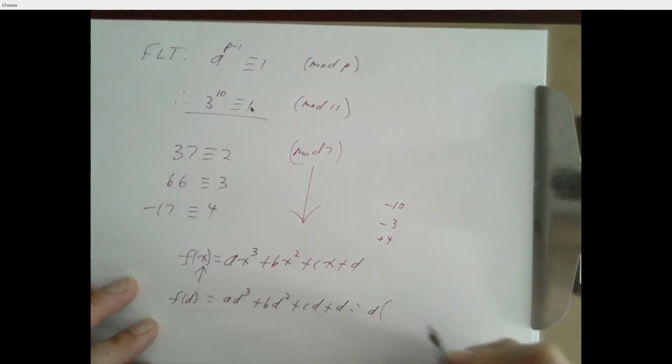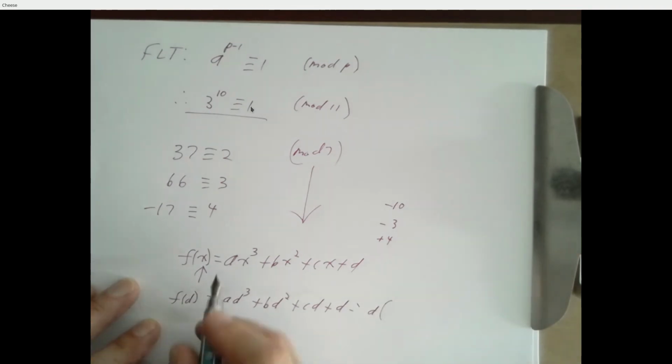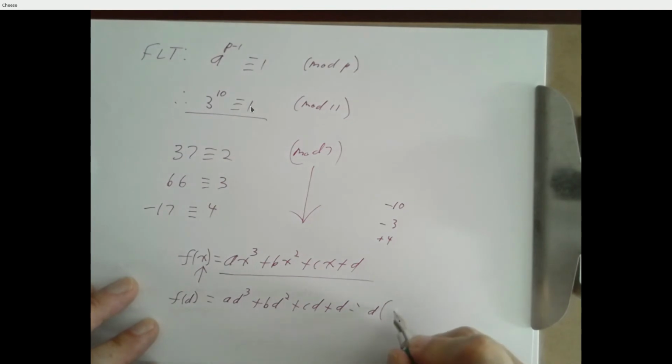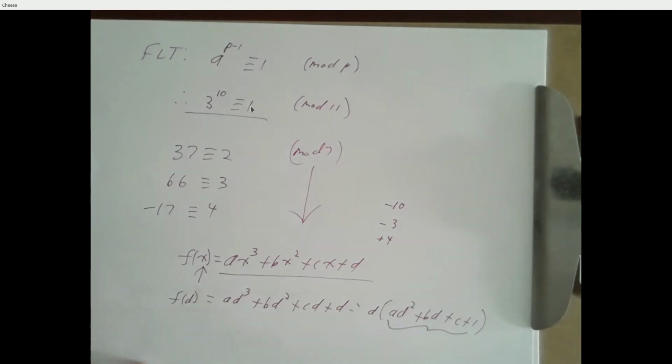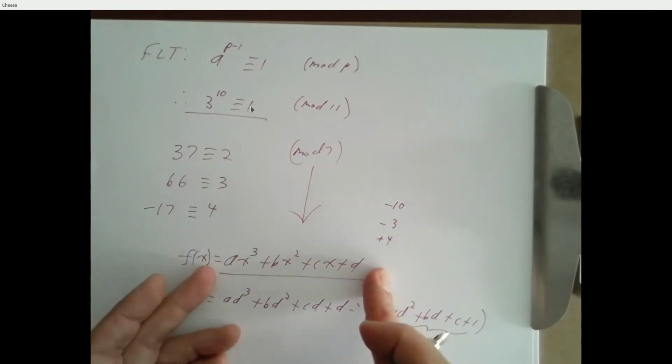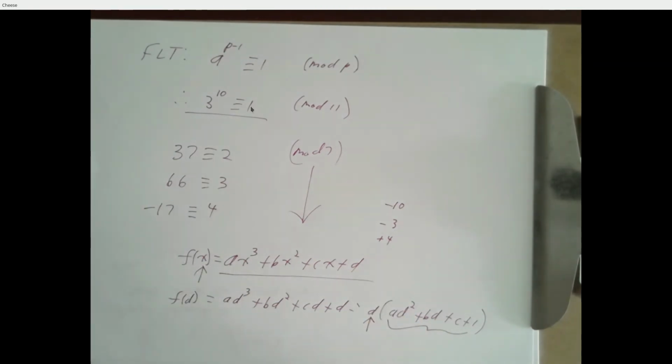Exactly. So if we evaluate f of d just using this formula, it turns out to be this long thing, which is just d multiplied by ad squared plus bd plus c plus 1. And this is an integer, presumably bigger than 1. There could be a pathological case here. And this is an integer bigger than 1, and so this expression is the product of two integers bigger than 1, neither of which is the expression itself, so that makes it composite.